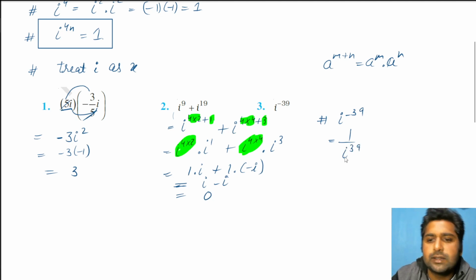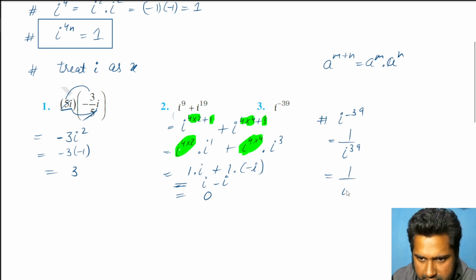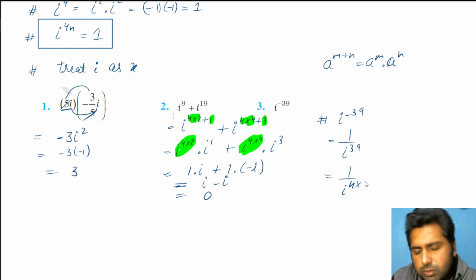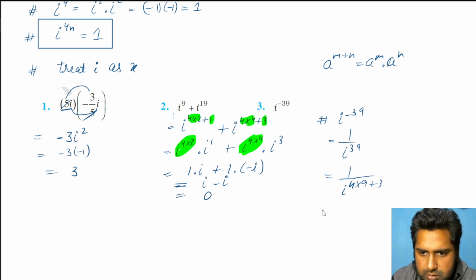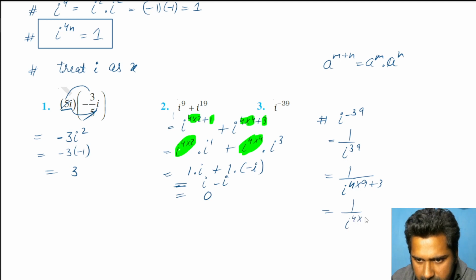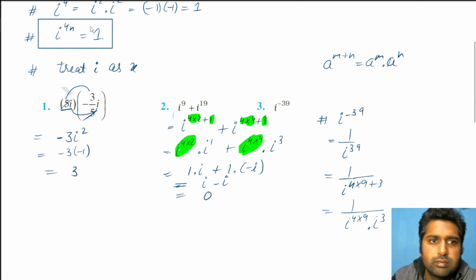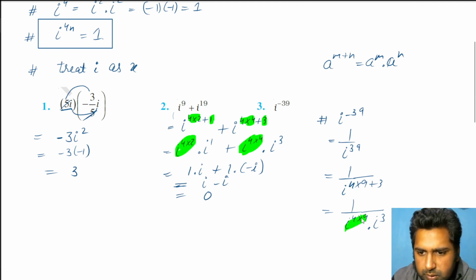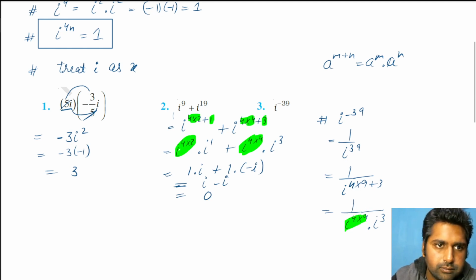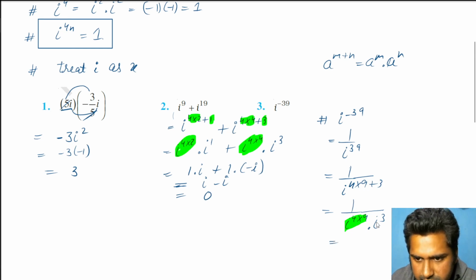And now you have to write this 39 number as 4 into something. So I can rewrite this as i raised to 4 into 9, 4 into 9 is 36, plus 3. So that gives me 1 by i raised to power 4 into 9 into i raised to power 3. Again same idea. i raised to power 4 into anything is 1. So I'm left with 1 by i cube.